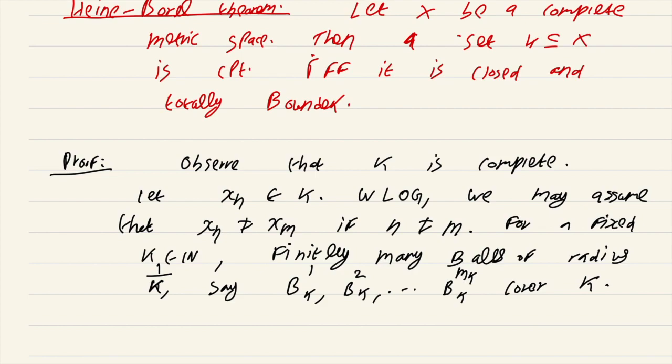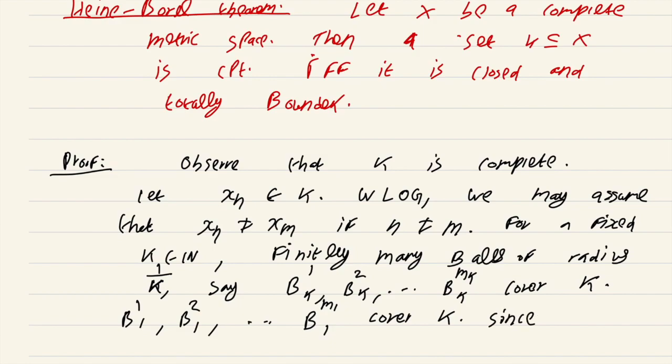Now suppose, again this is just without loss of generality, sorry about that, I skipped a step. So we have this sequence of distinct terms Xn, and b_1^1, b_2^1, ..., b_{m_1}^1 cover K, right, from our notation.